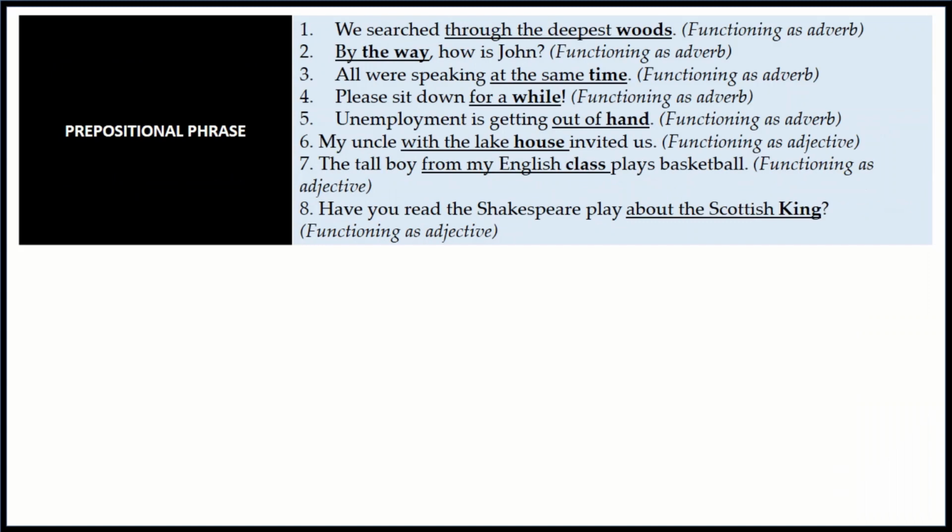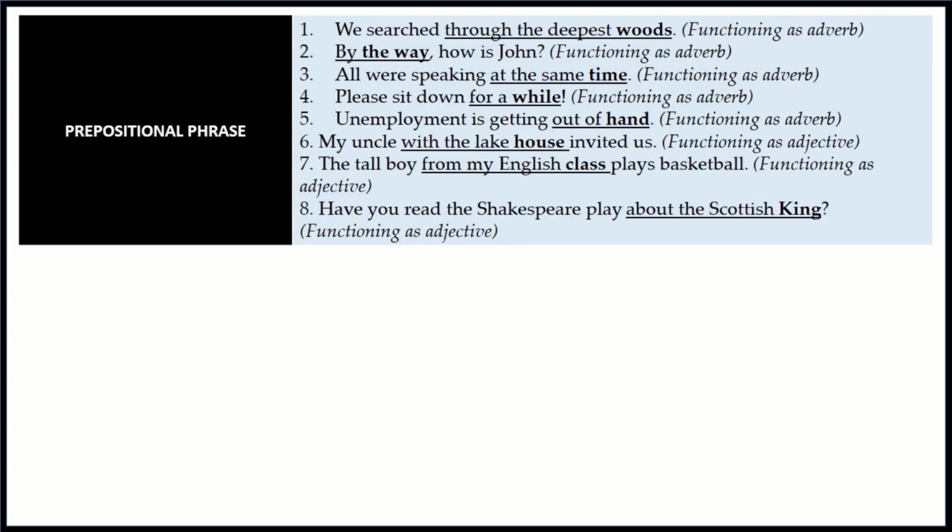Last, the prepositional phrase. Once again, I revise what a prepositional phrase is: it is composed of number one, the preposition, number two, its object, in other words the object of the preposition, and number three, the modifiers of that object. And some of these prepositional phrases can function as adverb or adjective. Let's look at some examples.